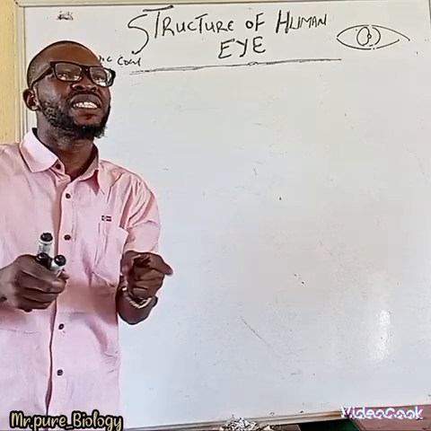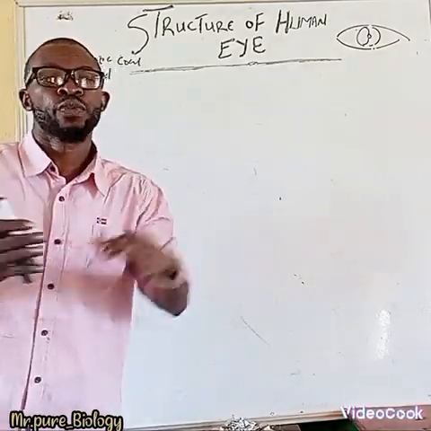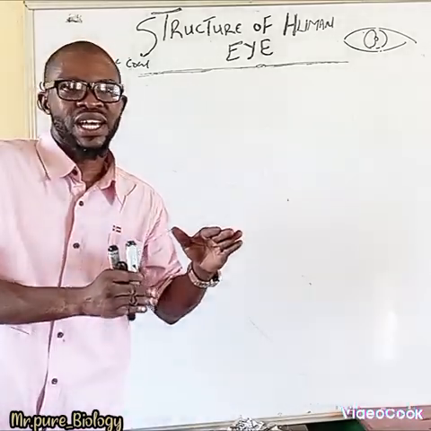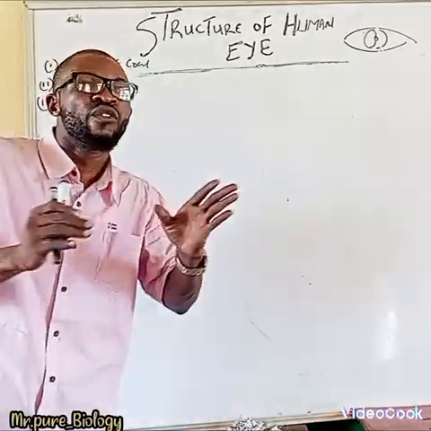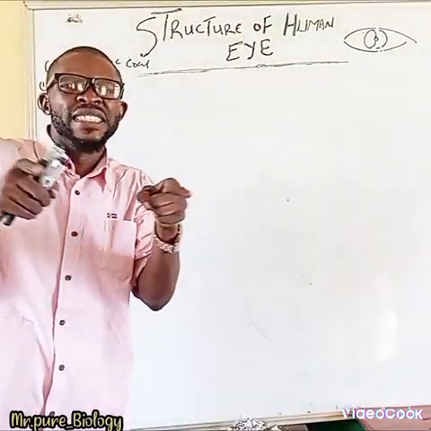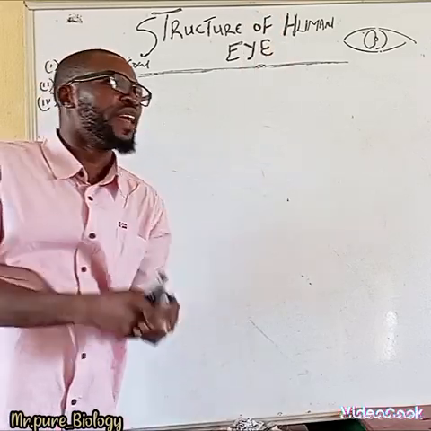And as we are seeing it, it is not a transparent part of the eyeball, meaning that the light cannot pass through it. Its function is to provide support for the entire eyeball, and it's the one that forms the outer membrane of the eyeball.